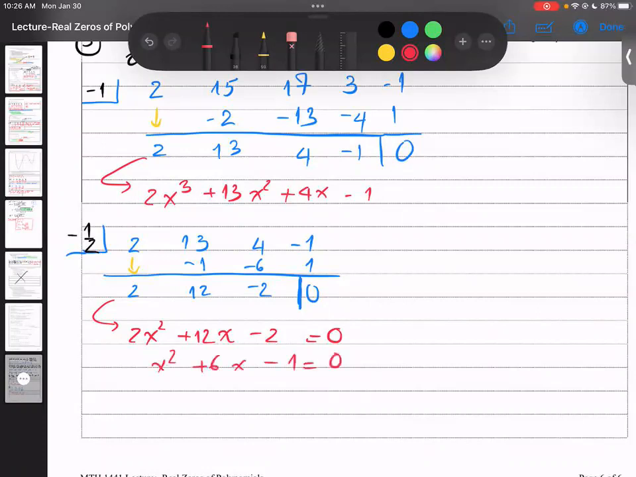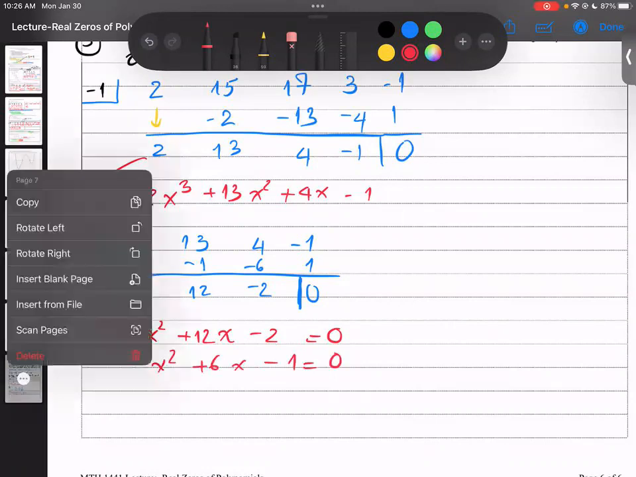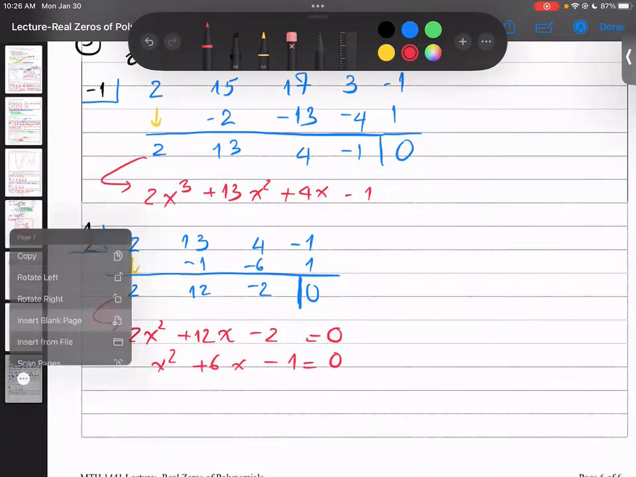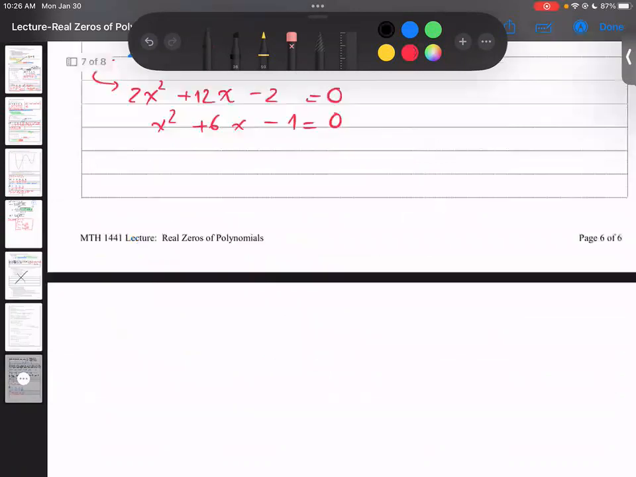Again, this one is not factorable, so we're going to use the quadratic formula. x equals negative b, which is negative 6, plus or minus the square root of b squared, so 6 squared, minus 4 times 1 times negative 1, over 2 times 1.